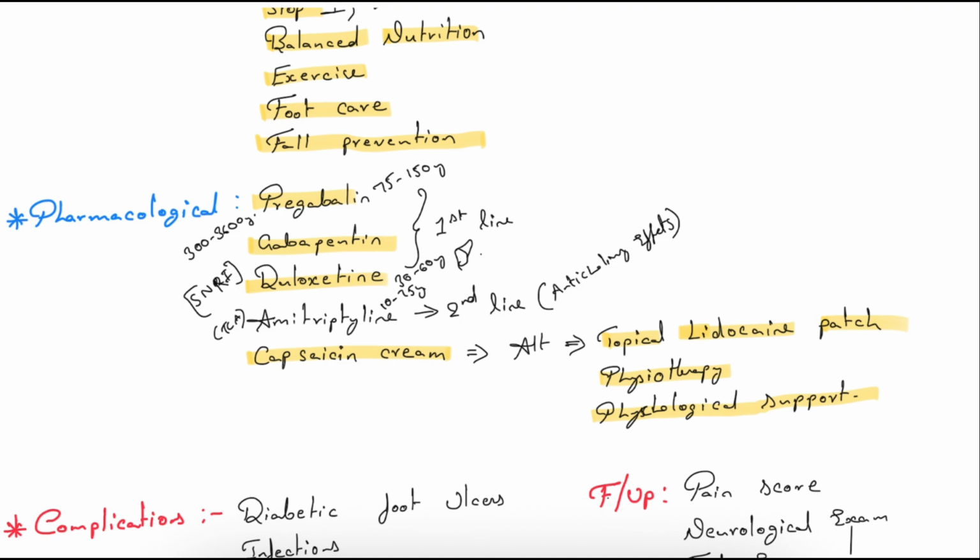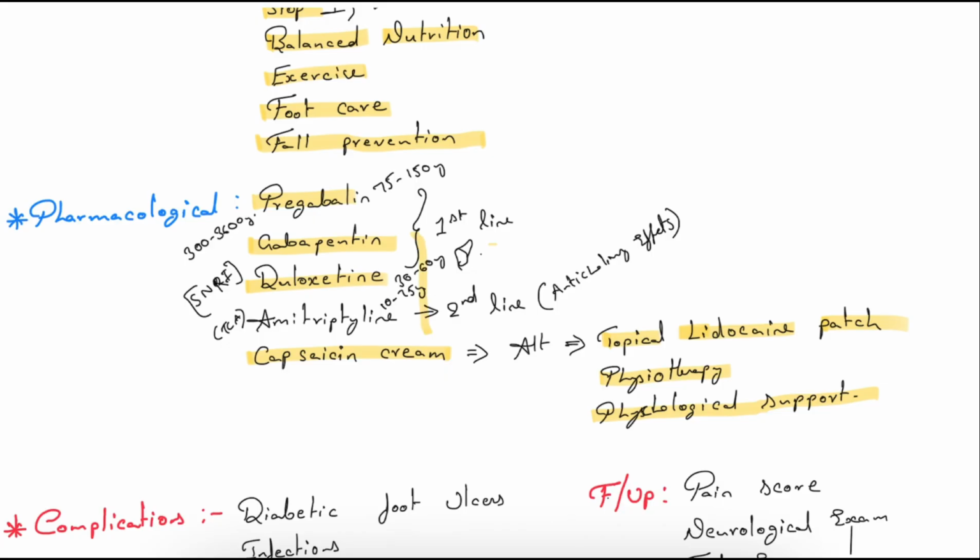Now, whenever a patient comes with neuropathic features, in first line we have to give pregabalin, gabapentin, and duloxetine. These are preferred because they are effective, better tolerated, and evidence-based medications. In second line, we can go with amitriptyline, nortriptyline, and tramadol in selective cases.